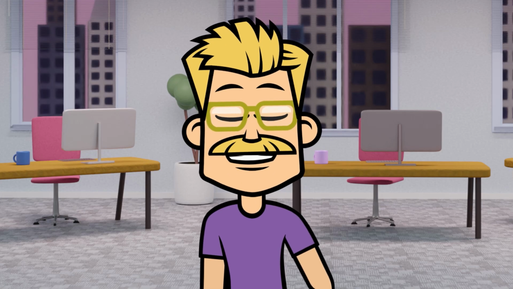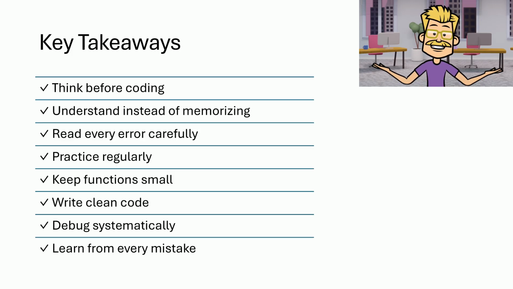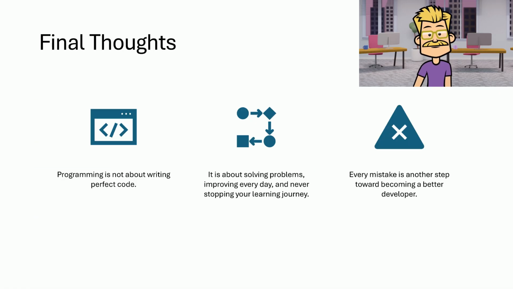Let's summarize the key lessons. Do not start coding before understanding the problem. Do not try to memorize everything. Read error messages carefully. Avoid copying code without understanding it. Break large programs into smaller functions. Practice regularly. Do not fear mistakes. Debug systematically. Write readable code. And never compare your beginning to someone else's middle.